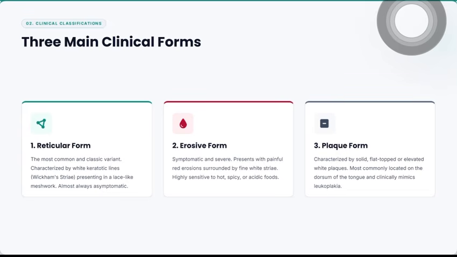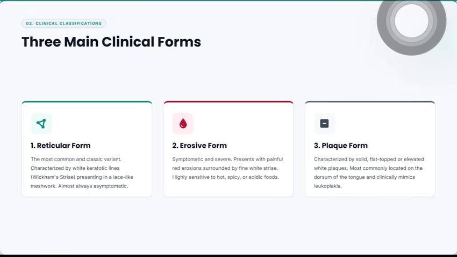Now coming at the clinical types. Oral lichen planus has three main clinical forms. Number 1, reticular, number 2, erosive, and number 3, plaque type. Mixed forms are very common. Lesions are usually bilateral and symmetric. They commonly appear on the buccal mucosa, buccal vestibule, tongue, and gingiva. It usually spares the hard palate.